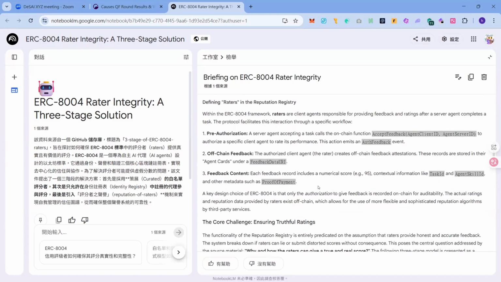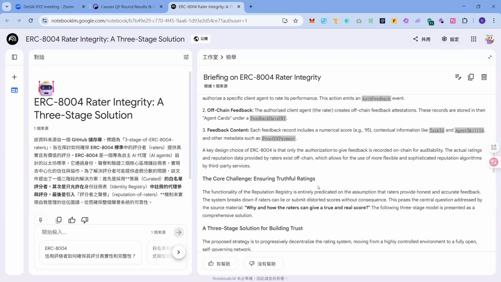So I won't go into too much detail about the coding, but this is what I would like to introduce about this structure, to solve the problem of how raters can give true scores and not lie when they give feedback. Yeah, thank you.